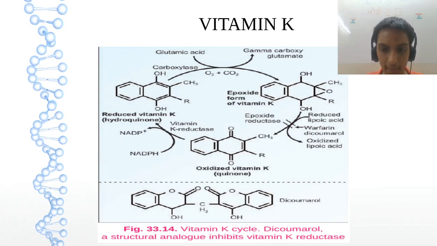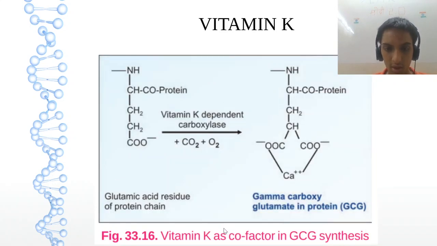So vitamin K cycle, please observe very carefully. Here you are seeing the hydroquinone. On carboxylation, glutamic acid to gamma carboxyglutamate will get 2,3 epoxide form and then lipoic acid is used, warfarin is the antagonist, quinone form is produced and then the cycle continues again and again. So this is dicumarol, warfarin. These two are the antagonists of vitamin K. Please remember it.